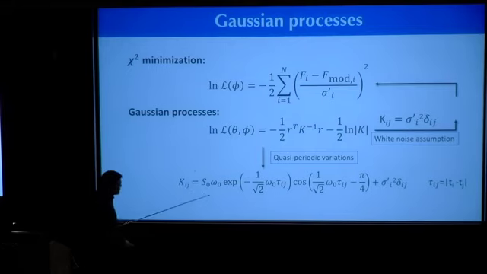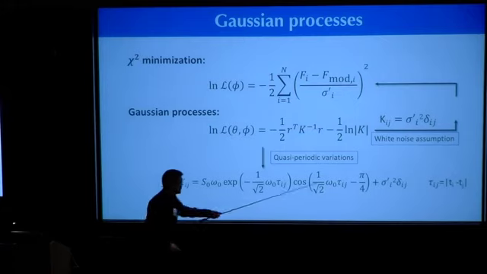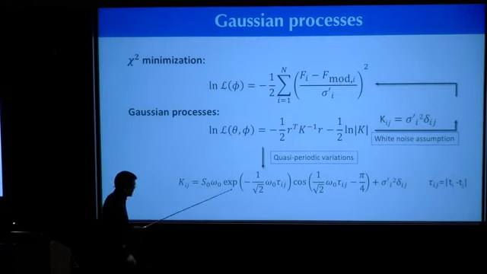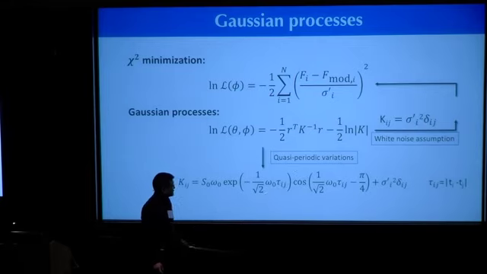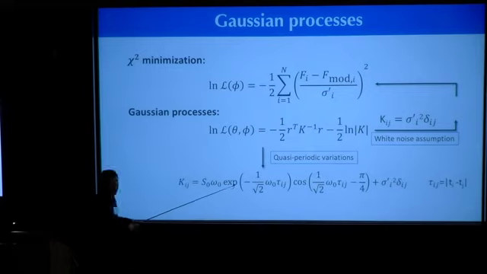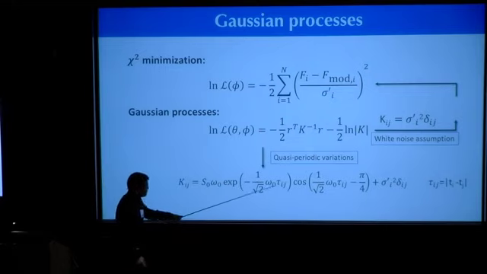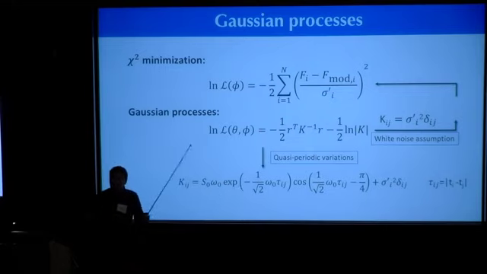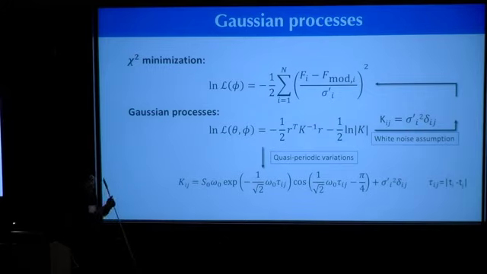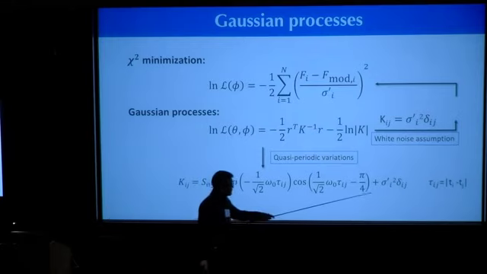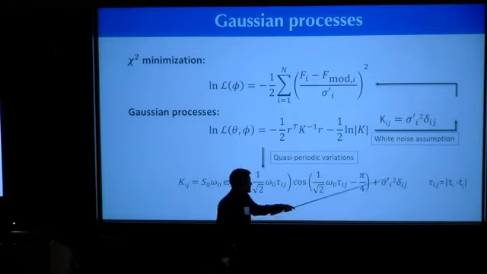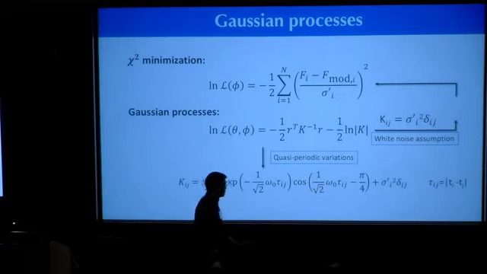You can see the first term contains an exponential term and a cosine term. The cosine term basically takes into account the quasi-periodic variations, and the other term is exponential. This parameter omega naught controls how widely the data points can be separated and can still be correlated. The last term is the usual data term, a diagonal term of the covariance matrix.